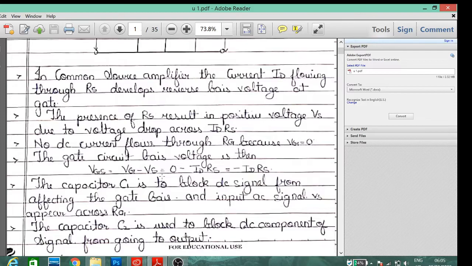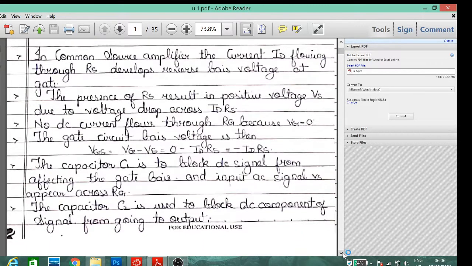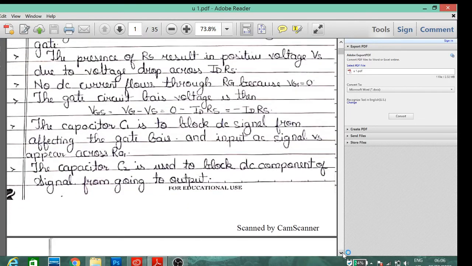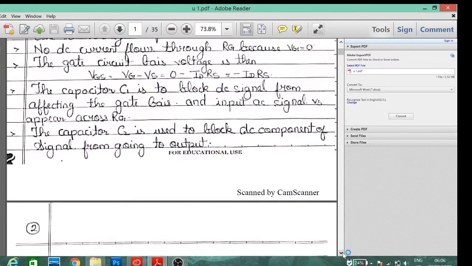The capacitor is to block the DC signal from affecting the gate bias, and the input AC signal VS appears to be at the RG. In the same way, capacitor 2 is used to block the DC component of the signal from going to the output.